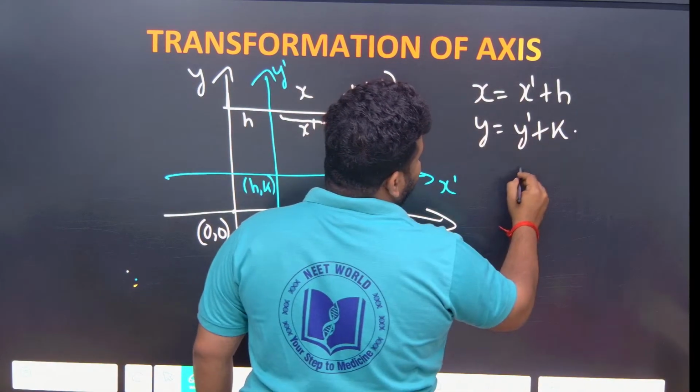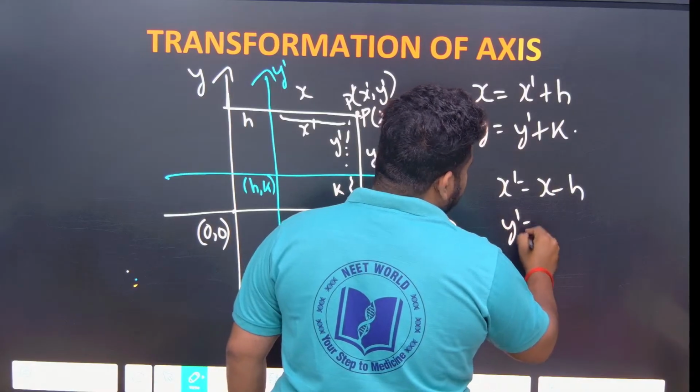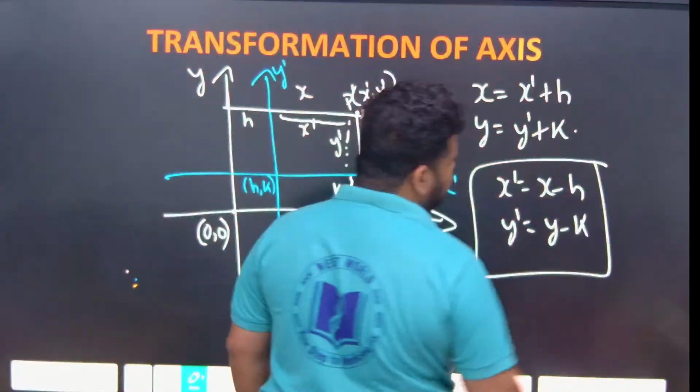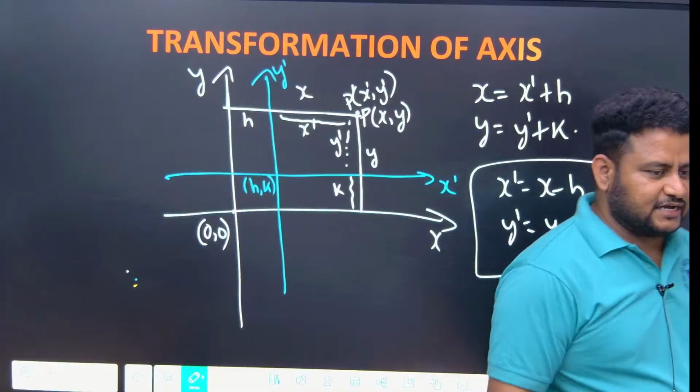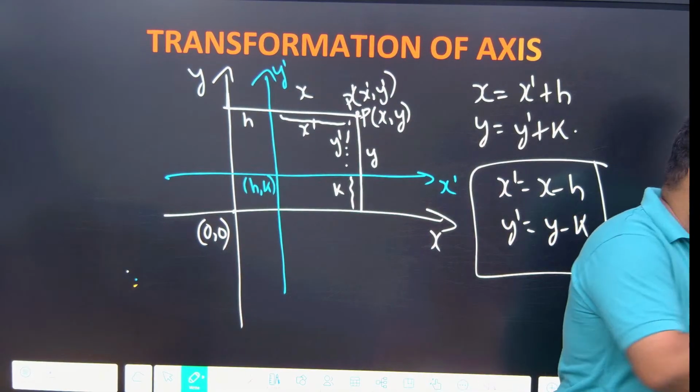Now x dash will be equal to x minus h, y dash will be equal to y minus k. That's all you have to know. For the new coordinate axis, if they ask, x dash will be equal to x minus h, y dash will be equal to y minus k. That's all. Let us see how the question will be asked, let us write it down.